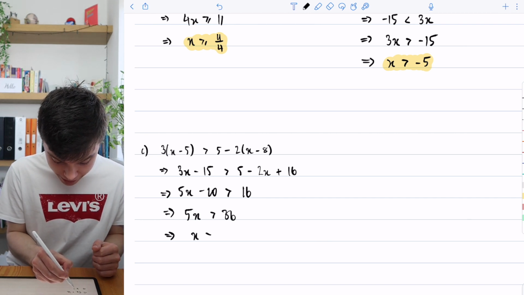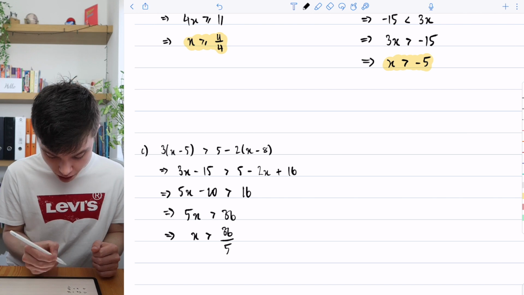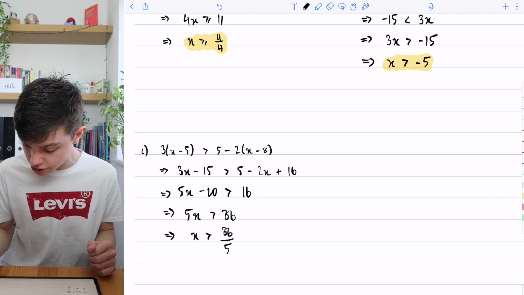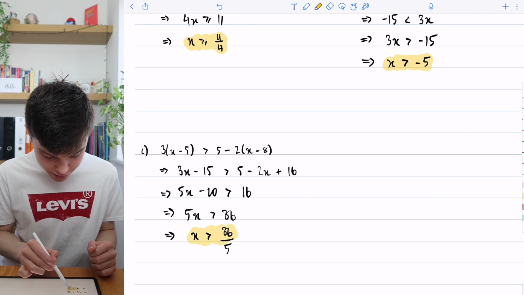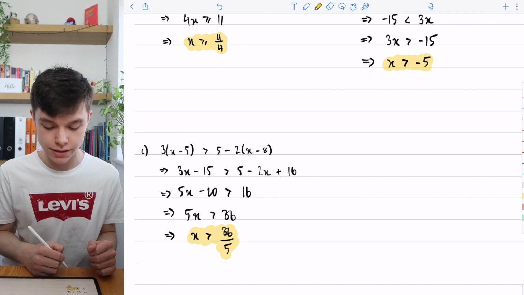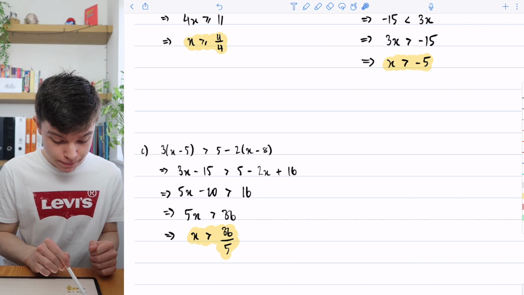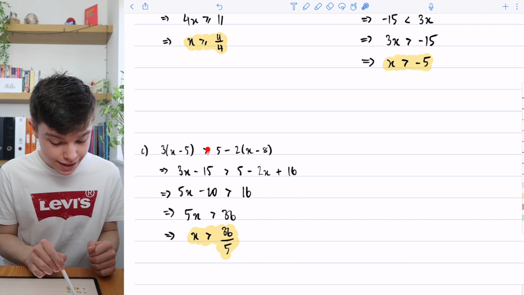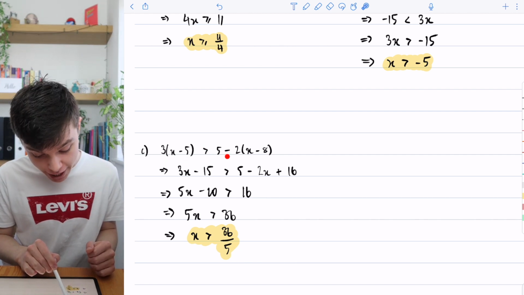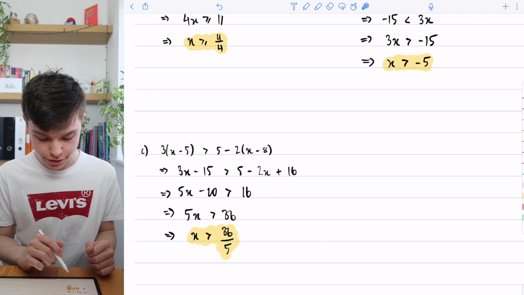So x will be greater than 36 over 5. And again, it's a fraction. It's saying all values of x that are greater than 36 over 5 will satisfy this inequality. It will mean 3 times (x minus 5) is greater than 5 minus 2 all times (x minus 3).